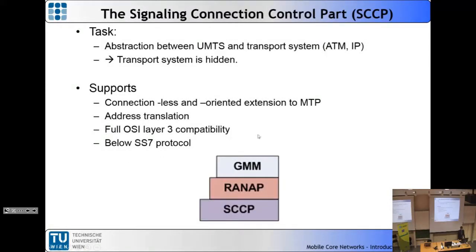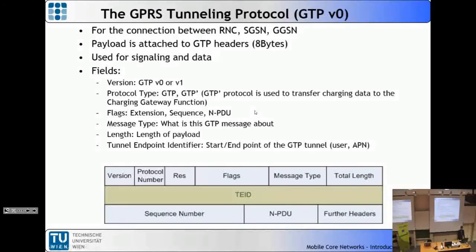So basically how that would look like, you would have the GMM on top of the RANAP, and then we have our signaling connection control part, so the SCCP, which is basically the abstraction layer. That's just the abstraction between your transport system and your information that you want to transmit. So these would be the 3 layers to use for transportation.